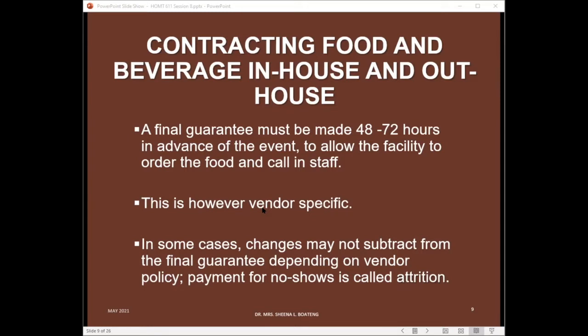And sometimes, even if this guarantee that you are supposed to make is supposed to be made 1 week in advance of the event, it may sometimes come at a fee. Especially when you want to increase the number of attendees from what was originally agreed upon.